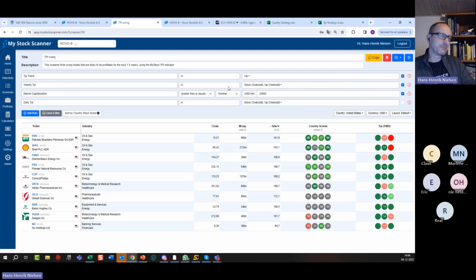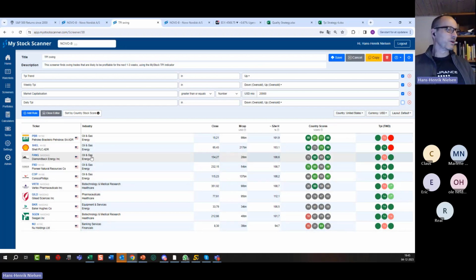I put some market cap on and said I only want to see stocks that are at a market cap over $20 billion, but that was just to minimize the number a bit. And then I had just removed the daily one. This one, as you can see, I can add it, but I can also remove it. So right now I have removed it. So these are stocks right now that are in a long-term uptrend and have a weekly TPI, some in oversold, either going down or up. As you can see, we get quite a lot of oil and gas here. There's some biotech, some pharmaceuticals, equipment services, biotech, and banking here.